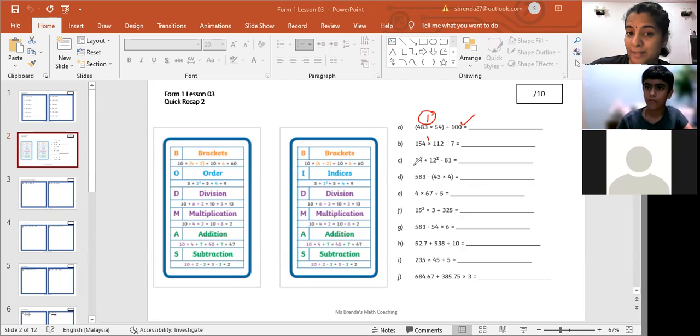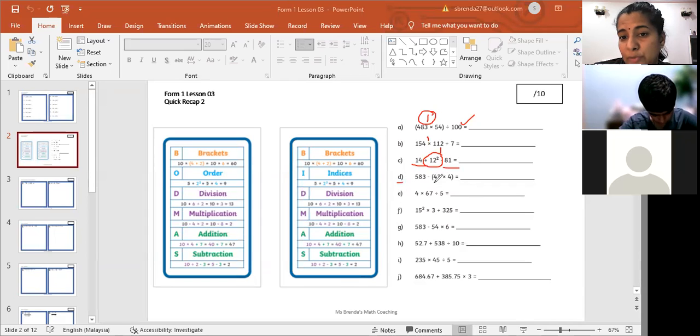Anyway, if you look at the rules, it says indices. So if you look at this, I believe this is an addition, this is a subtraction, and there is an index here. This is an index form. So you have to do this first, and then the addition, and then finally subtract 81 from your answer. Got it? D, which one do we do first? The brackets. 43 times 4 has to be done first. Then take 583 minus that. So that is how you do this order of operations.